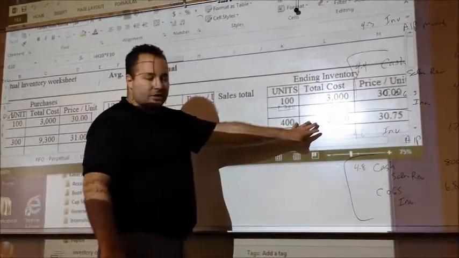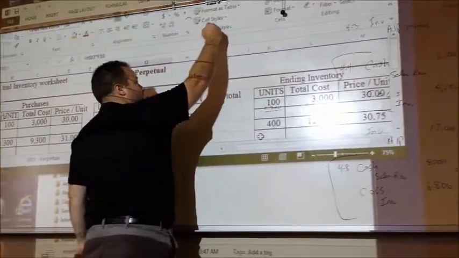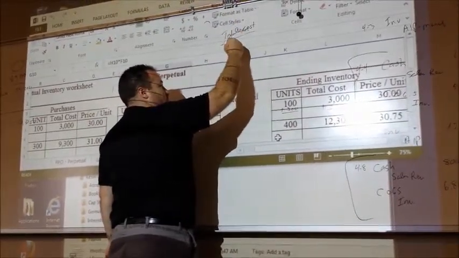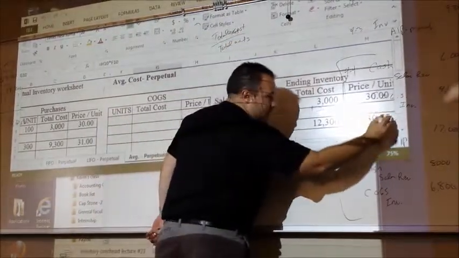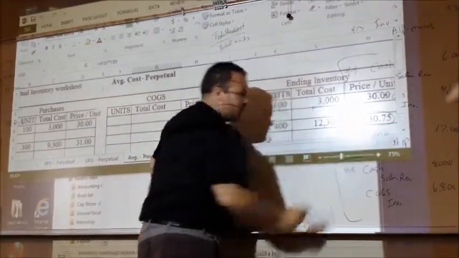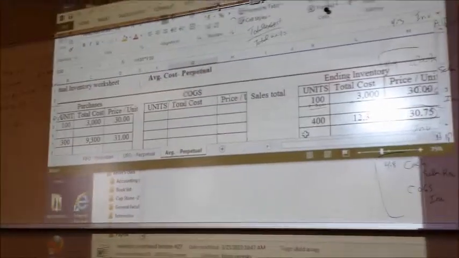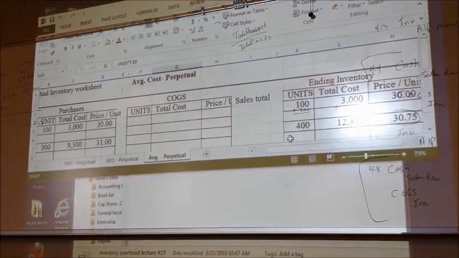Then we do that equation that I just had on the board a little while ago: total cost over total units. And that's going to get me this new number. So instead of having a $100 set and a $300 set, I now just have one $400 set at $30.75 a piece.